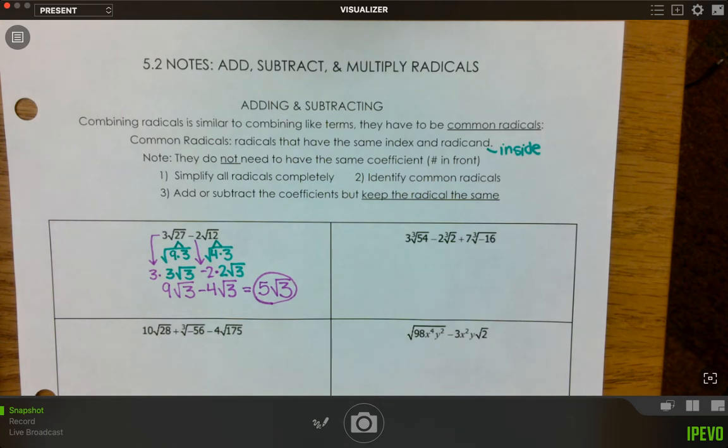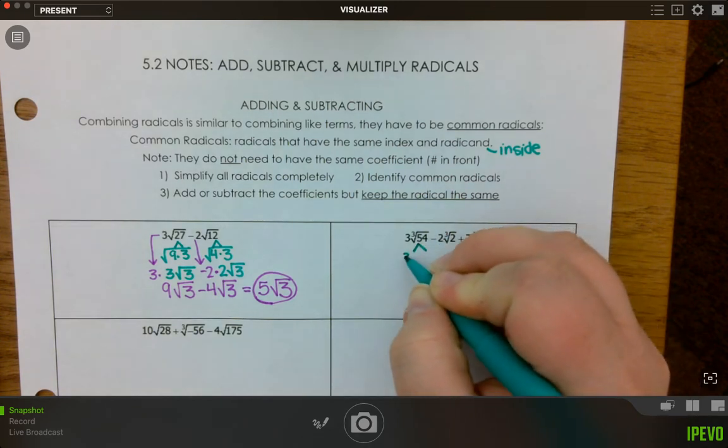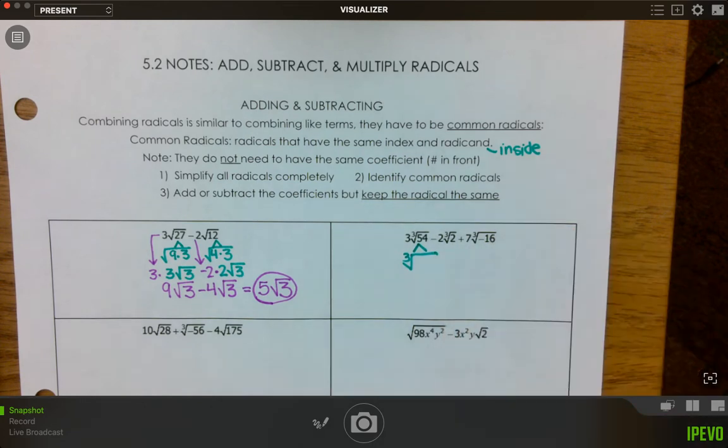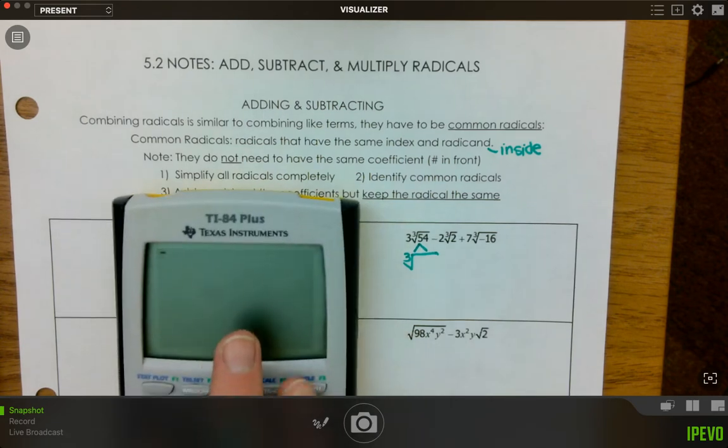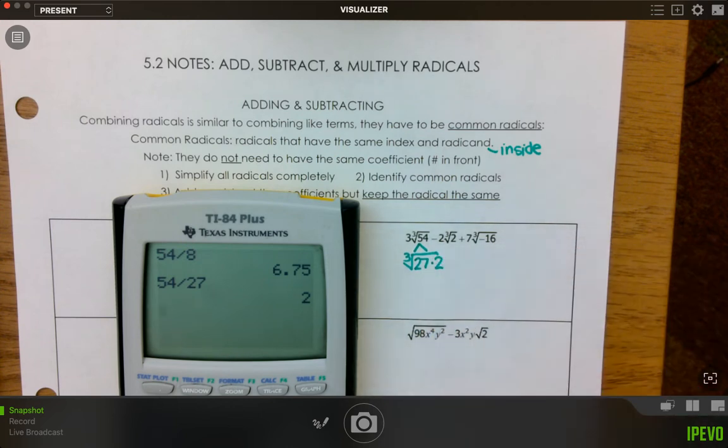Okay, now we're going to do a problem with cube roots. So when I split up the numbers for the cube root, I want to find two numbers that multiply to 54, but I want one of them to be a perfect cube. So perfect cubes are like 8, 27. So 54 divided by 8 is a decimal, but 54 divided by 27 is 2. So 54 is 27 times 2. So if you're not sure what goes into 54, take your calculator and just start dividing it by perfect cubes. That's why we made a list of them on 5.1 notes.